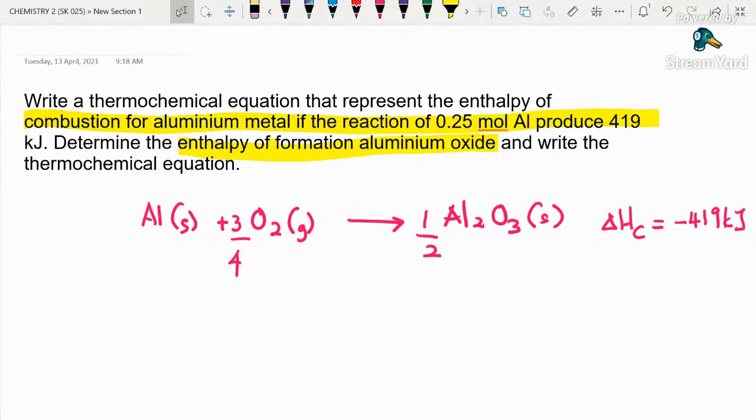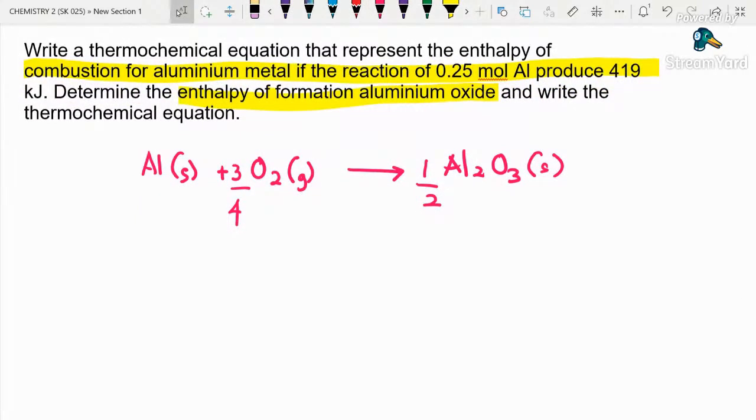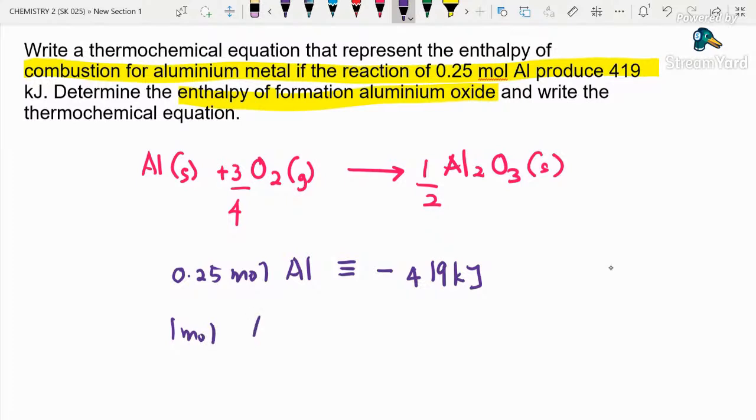Okay, now dia kata yang terbakar hanya, oh sorry, belum lagi, tak tahu lagi nilai enthalpy. Sebab 419 ni adalah untuk 0.25 mol kan. Okay, kita dah ada balance equation. And then baru kita boleh tulis 0.25 mole aluminium equivalent to ataupun release negative 419 kilojoule. If 1 mole aluminium, berapa joule yang dia bebaskan?